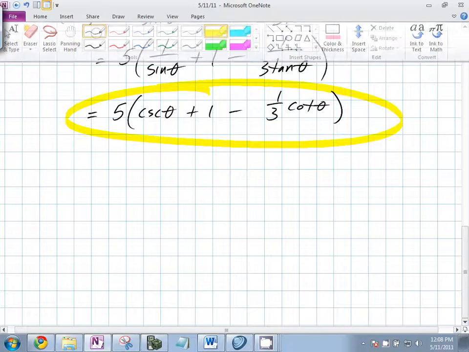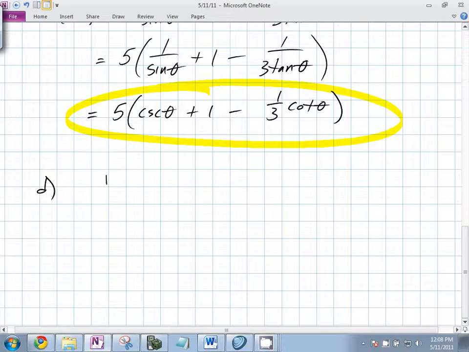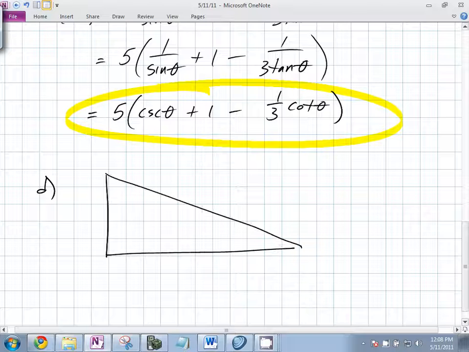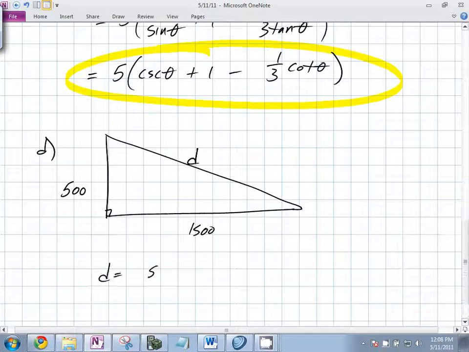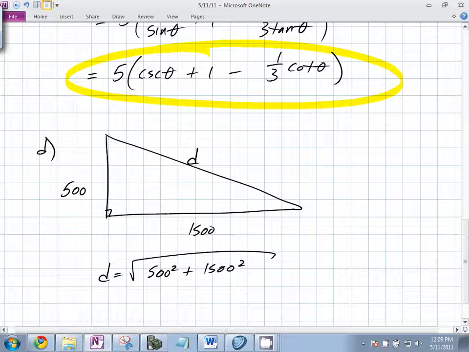The next question, D, asks, if you go straight there, so this is the triangle you're dealing with. You have 1500 here, and you have... Now, if you didn't use this formula, what could you do? Well, if we didn't use theta, and we just want to find the time, what can we use? Yeah, use the Pythagorean theorem to find this distance, right? So we know that D is going to be equal to the square root of 500 squared plus 1500 squared. Yeah, right? We can do that.